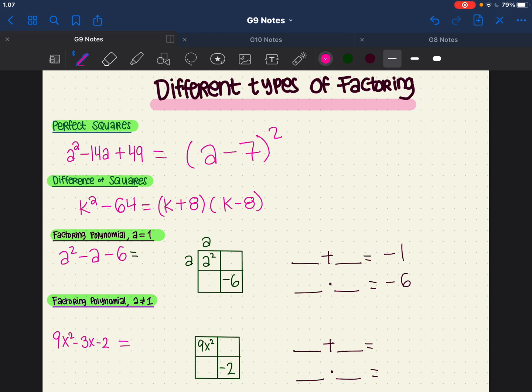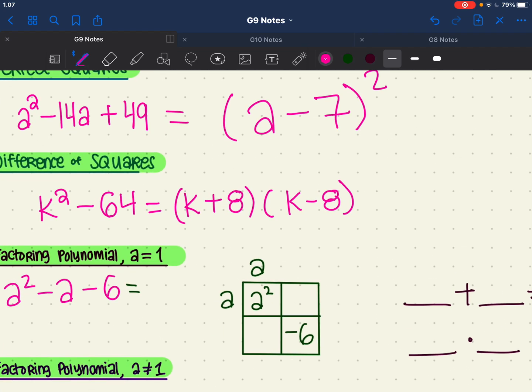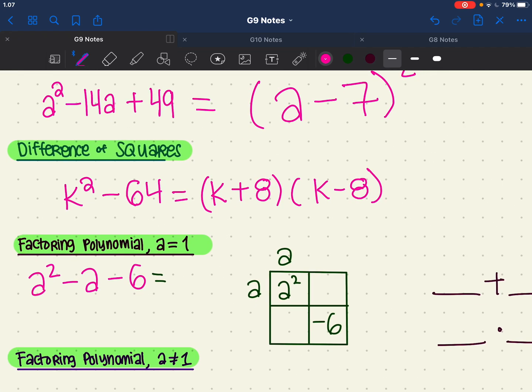And then you also have the difference of squares. The first term is a squared, or in this case k squared, and then the second term would be something squared as well. So it's perfect squares for those two terms. And then the sign in the middle will be negative. That's why it's called the difference of squares.